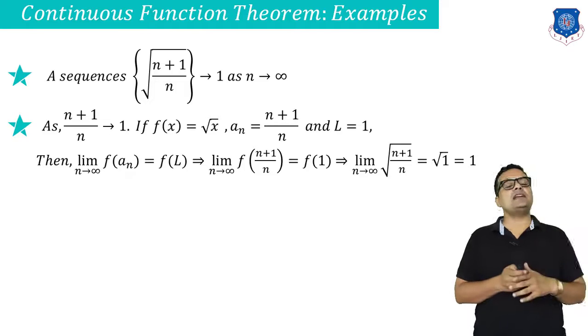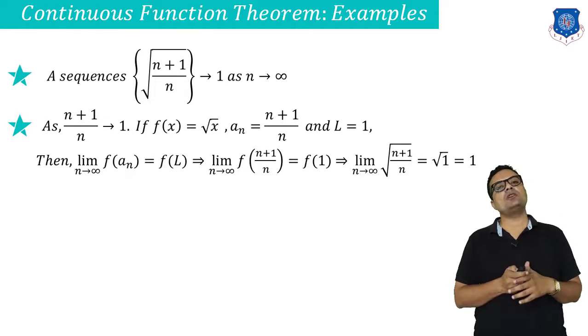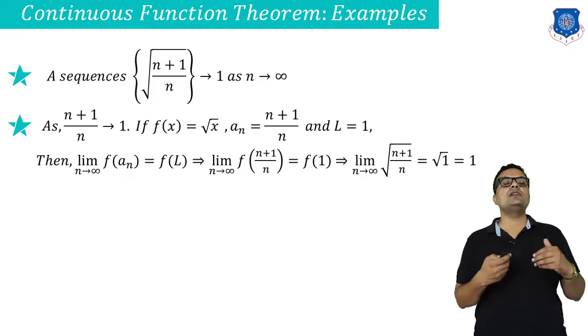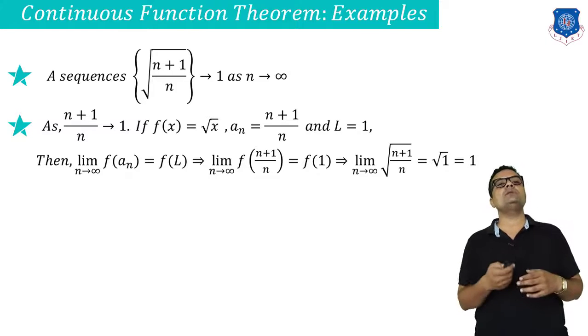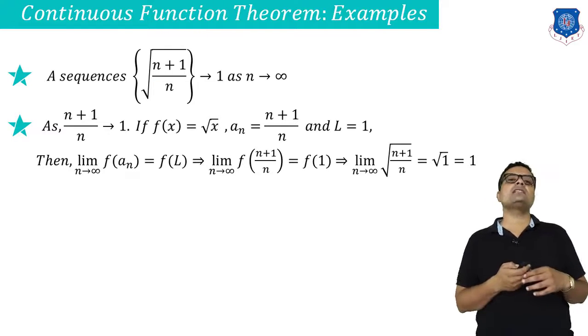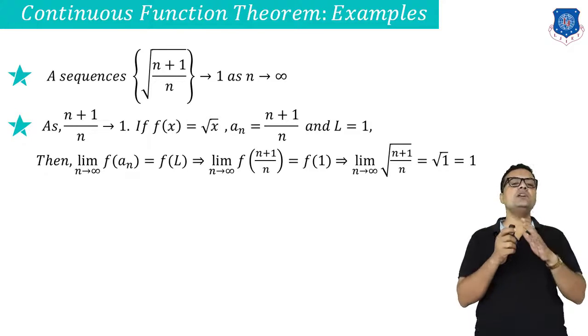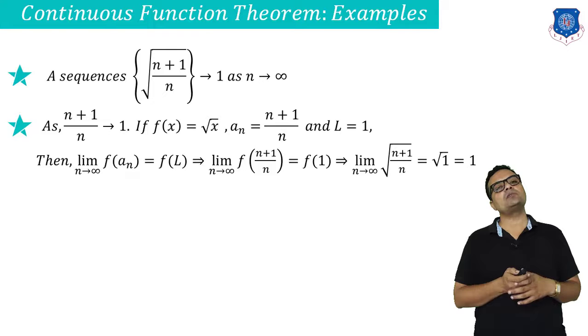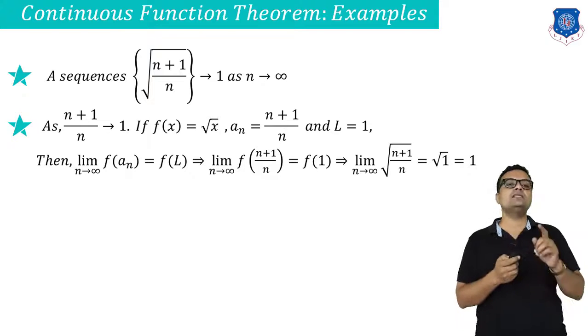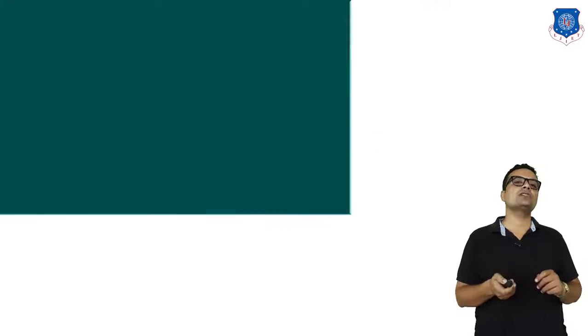So if I apply function f on (n plus 1) upon n and on 1, I will get the result root of (n plus 1) upon n equal to root 1, and that is simply equal to 1. This means that the limit of root of (n plus 1) upon n is 1, and this we proved using the continuous function theorem.